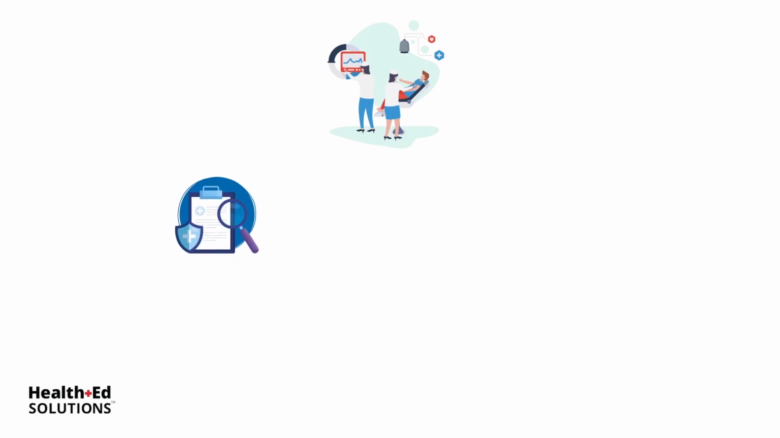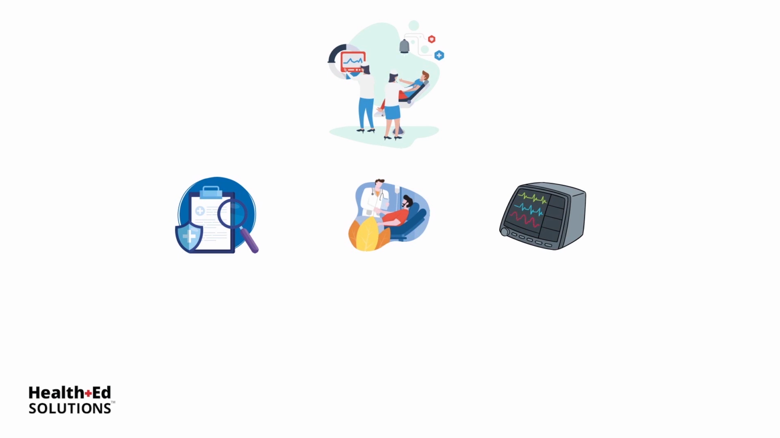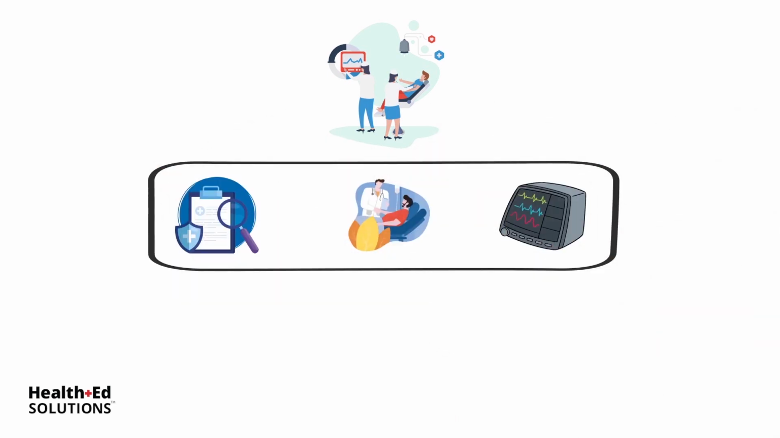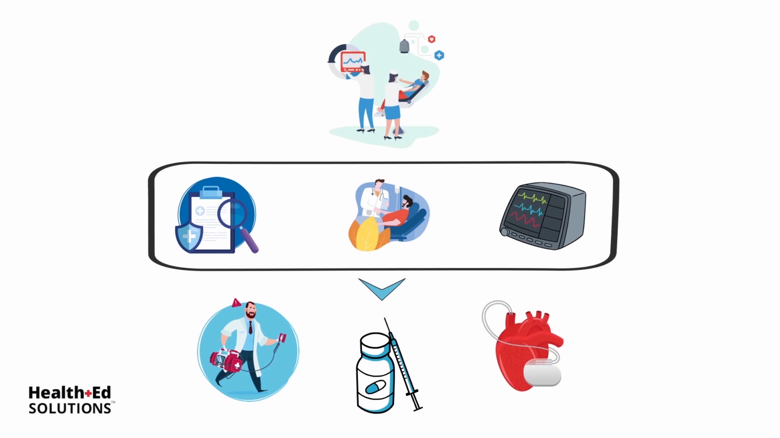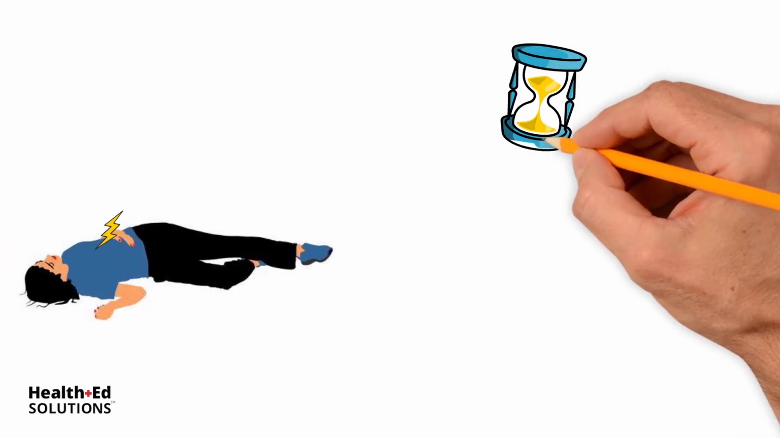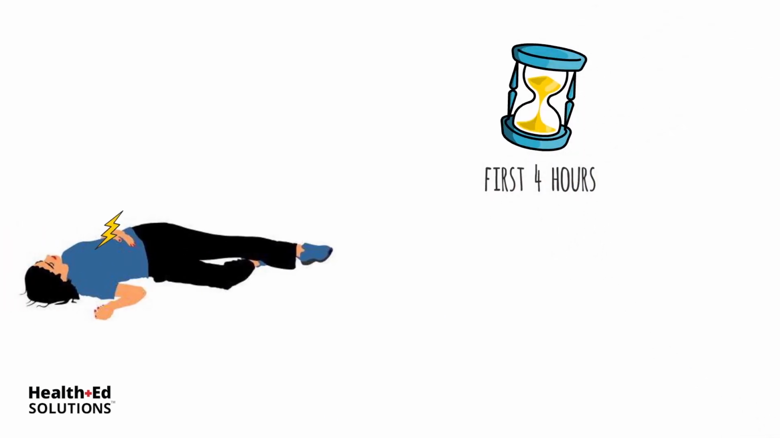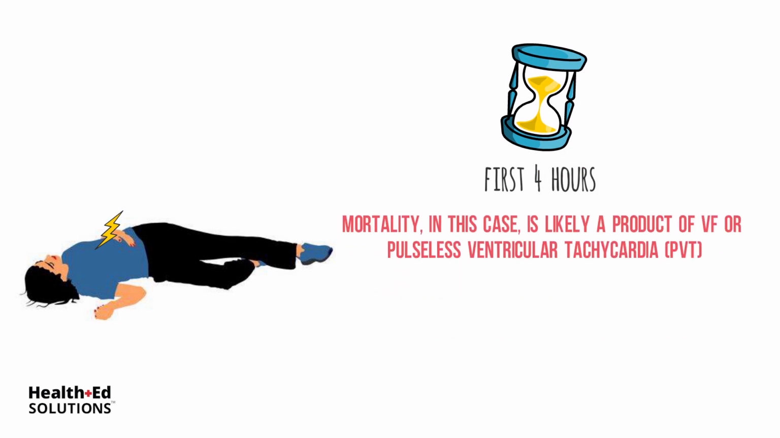Considering the patient's clinical history, physical examination, and 12-lead ECG findings, the clinician must anticipate the treatment strategies to address the current situation of the patient. This may involve defibrillation, drug therapies, and pacing for symptomatic bradycardia. Patients with ACS are prone to developing ventricular fibrillation during the first 4 hours after the onset of chest pain. Mortality in this case is likely a product of VF or pulseless ventricular tachycardia, especially in out-of-hospital cardiac arrest.